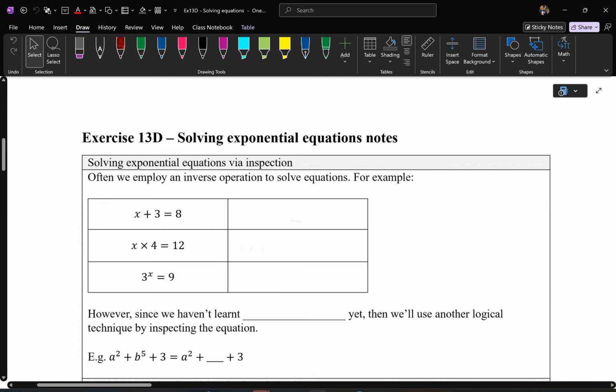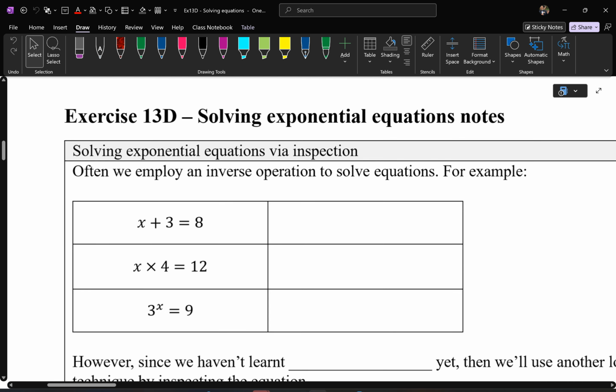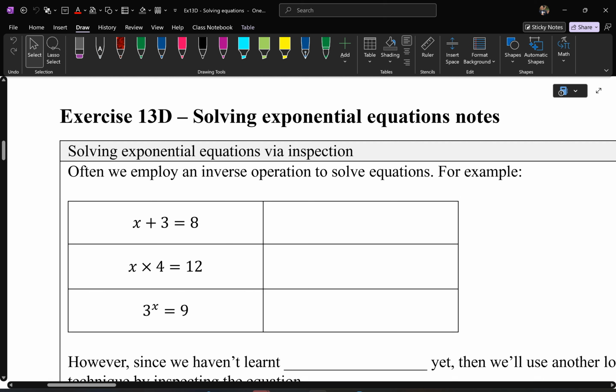So let's start off here. We're now solving exponential equations. You've learned how to simplify through 8 index laws.